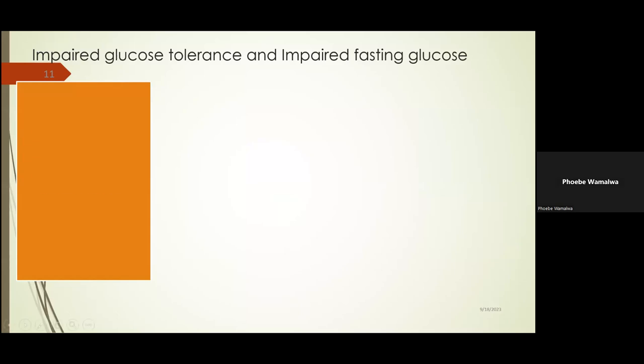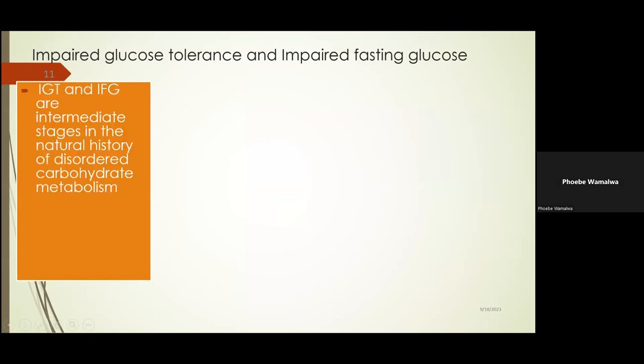And then the next terms we are going to look at are impaired glucose tolerance and impaired fasting glucose. And these are not interchangeable. They're actually two different entities. So IGT and IFG are intermediate stages in the natural history of disordered carbohydrate metabolism. So it's basically between normal glucose homeostasis and diabetes.